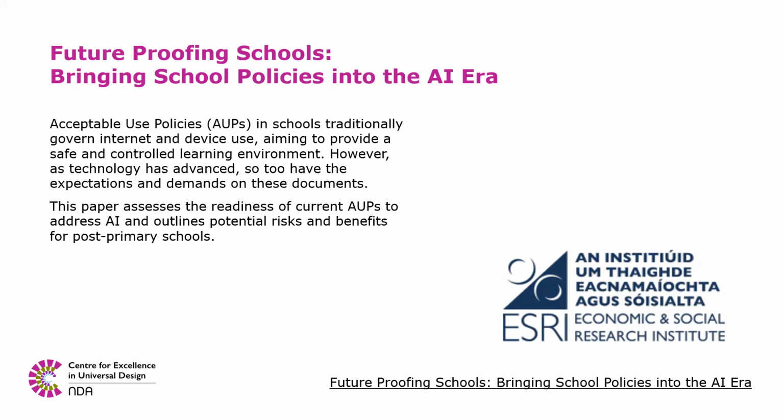So this paper, Future-Proofing Schools, assesses the readiness of the current AUPs to address AI, and it also outlines potential risks and benefits for post-primary schools. And you can read the paper at the link here that'll be provided later.